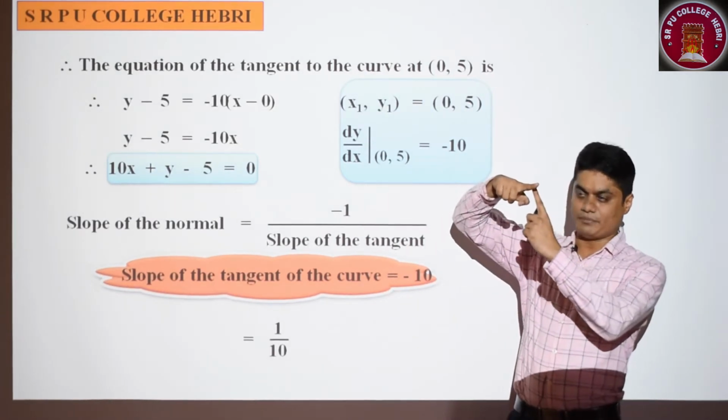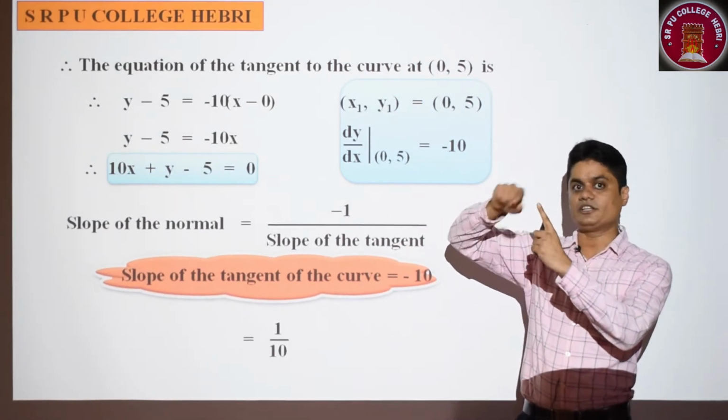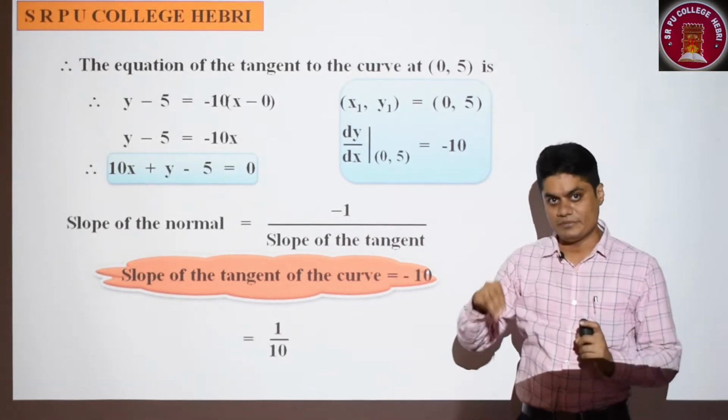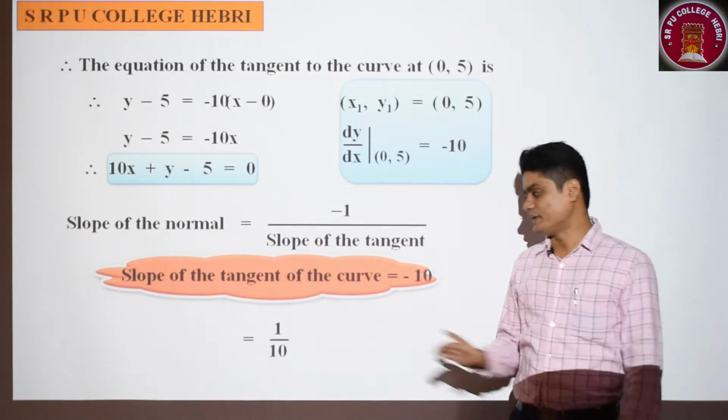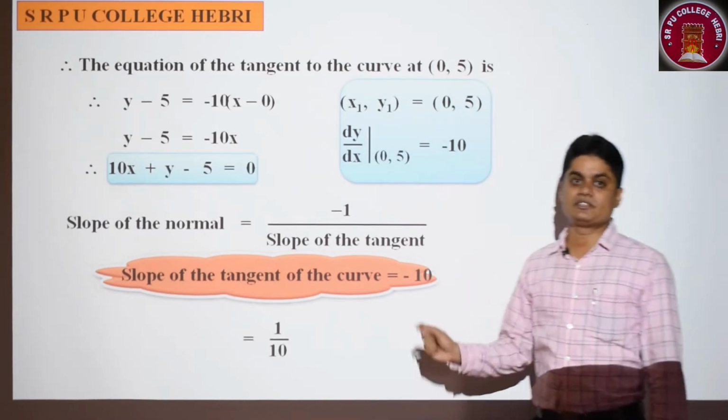So the point is the same. The common point for the tangent and the normal is the same. That is (0, 5). So x1, y1 is (0, 5). What is the slope? Now m is equal to 1 by 10.